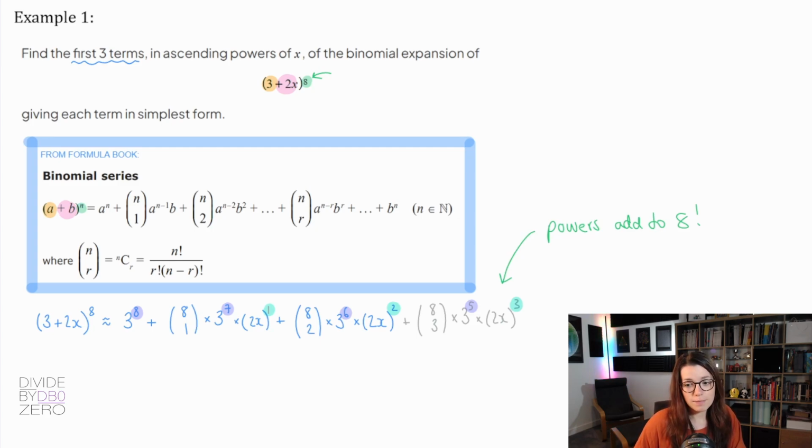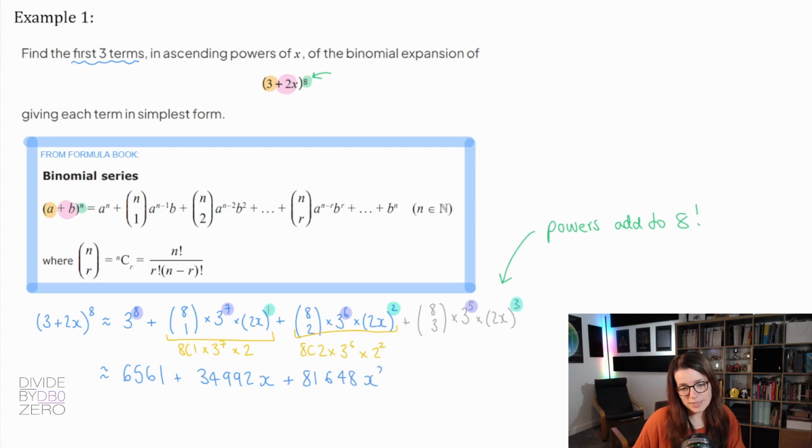So for the first term, 3^8, we just type that in and we get 6,561. For the second part, you can actually type this all in one go, apart from the x. So you can type that as 8 choose 1 times 3^7 times 2. And when you do that, you get 34,992x. For the next term, we'll do 8 choose 2 times 3^6 times 2 squared. Really important that you also square the 2 there.